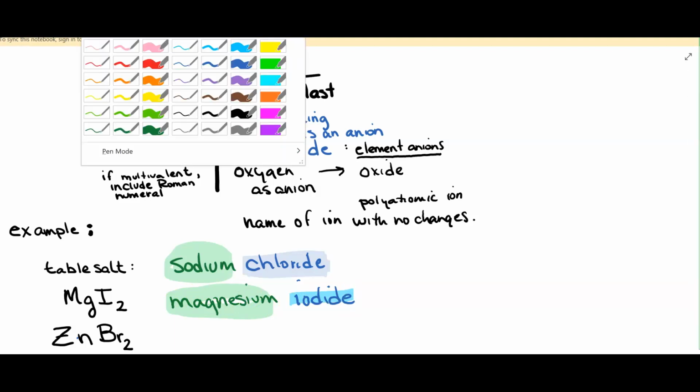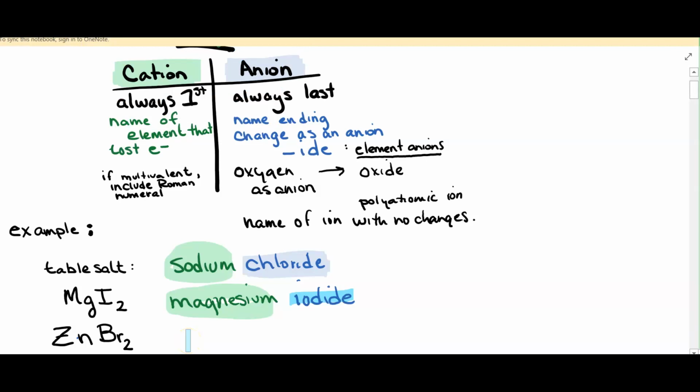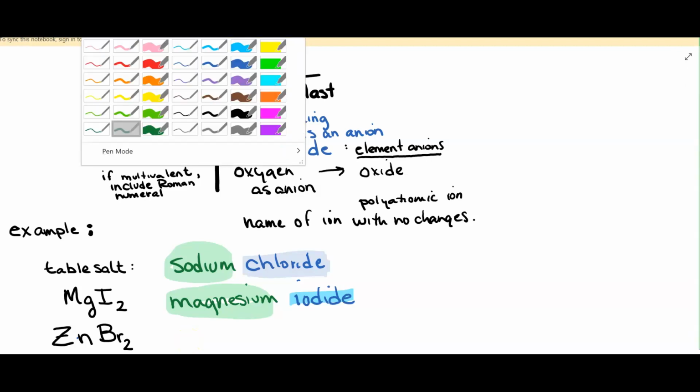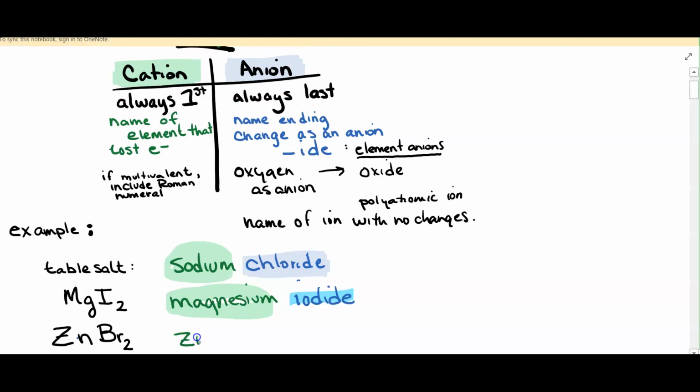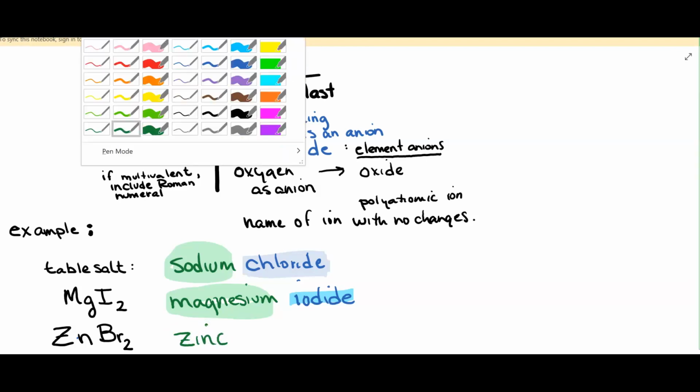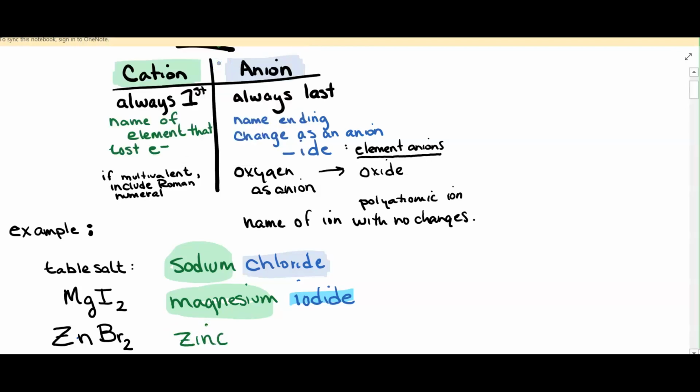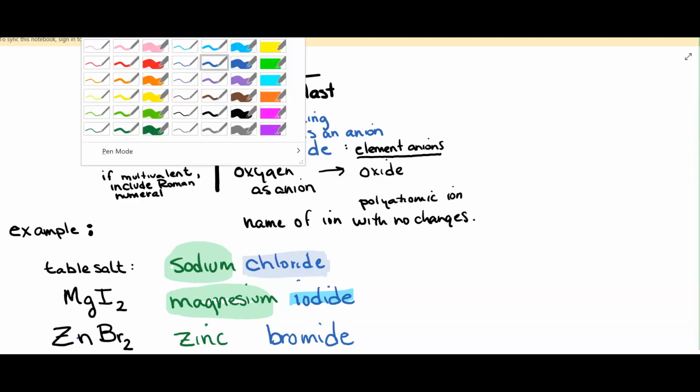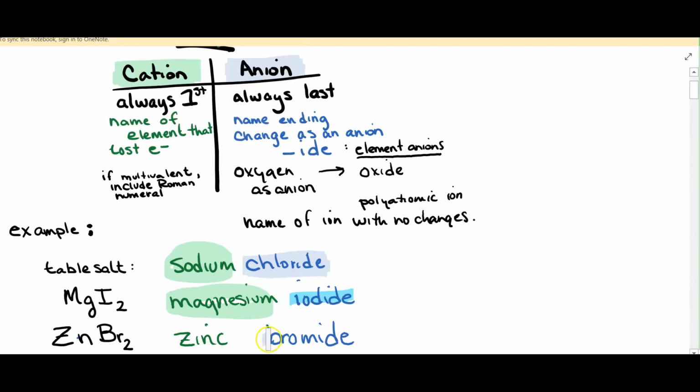For our third example, we have the element zinc as our cation and the element bromine as our anion. And bromine, instead of INE, becomes IDE. So we have our cation and our anion.